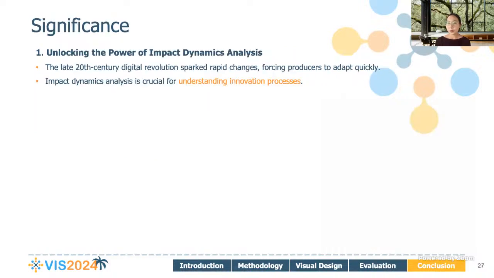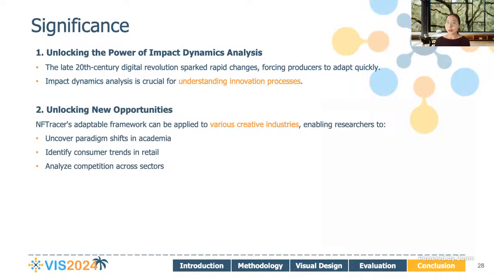While we focused on the NFT market, this research has much broader implications. First, the rapid changes brought about by the late 20th century digital revolution highlight the need to understand impact dynamics in the fast-evolving world. Second, NFT Tracer's adaptable framework can be applied to diverse creative industries, such as empowering researchers to uncover paradigm shifts in academia, identifying customer trends in retail, and analyzing competition.